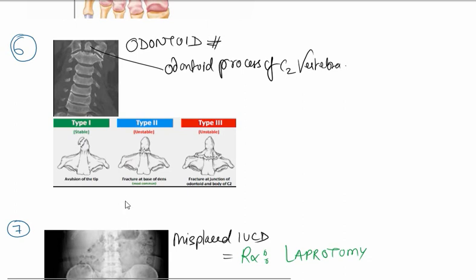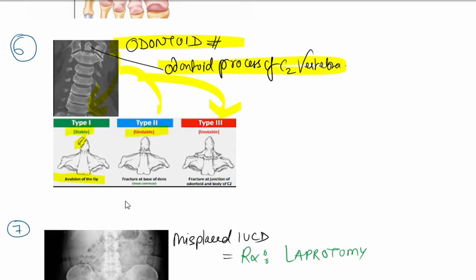So next photo is an odontoid bone fracture. The odontoid process of the C2 vertebra is known as the odontoid. So this part of the C2 vertebra is fractured. It can be type 1, 2 and 3. Type 1 is just a small part of the odontoid bone. This is an avulsion of the tip, only the tip. So this is a stable fracture.